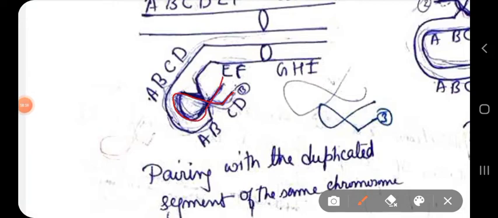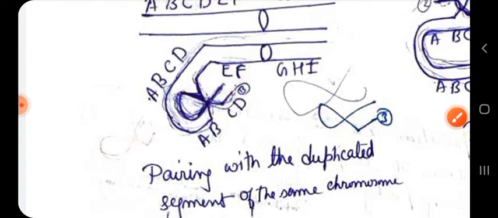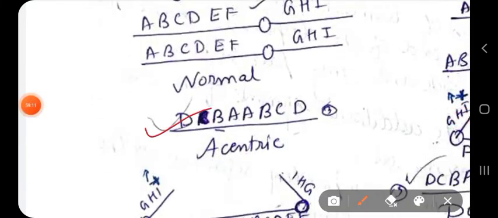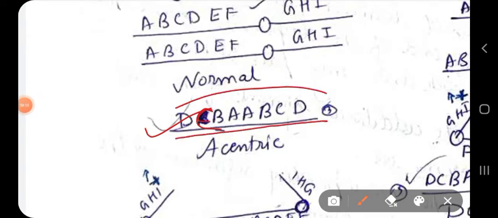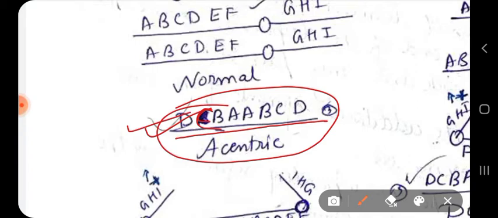So this is the third chromosome which is involved in crossing over, and that chromosome is acentric. So it is given here. Let's see, D C B A A B C D. So it is an acentric fragment, and this acentric fragment does not have any centromere, so it will be lost totally during meiosis or during the cell division process.